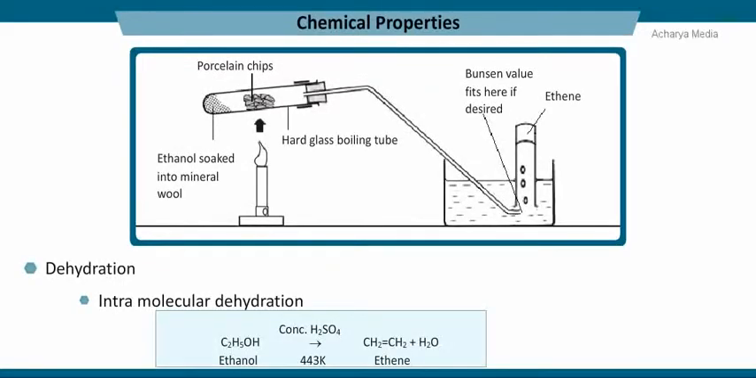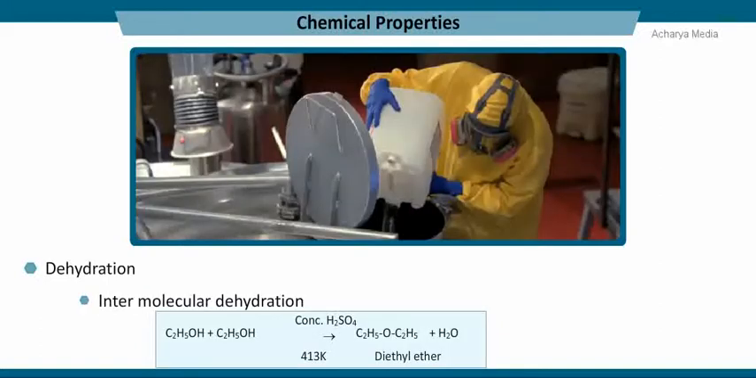Dehydration. Intramolecular dehydration: ethanol when heated with excess concentrated H2SO4 at 443 K undergoes intramolecular dehydration, that is, removal of water within a molecule of ethanol, and forms ethene. Intermolecular dehydration: when excess alcohol is heated with concentrated H2SO4 at 413 K, two molecules condense by losing a molecule of water to form ether, that is, removal of water from two molecules of ethanol forms diethyl ether.